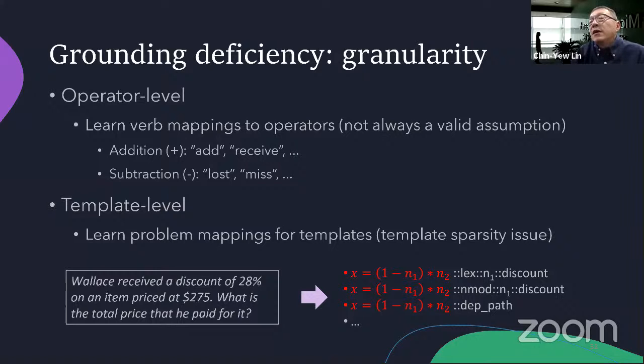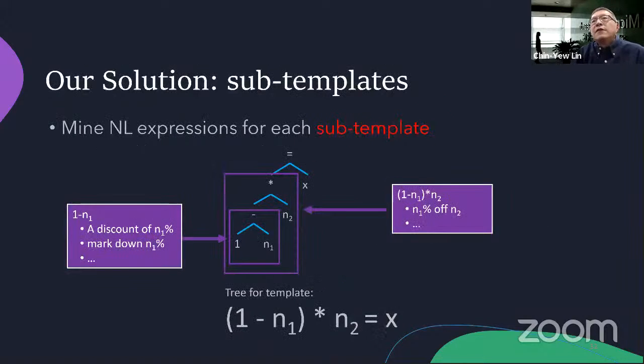You can go a little deeper with dependency trees or other more sophisticated features. But if you map the whole problem into equations, it's not so robust, and the data sparsity problem is very challenging. So one very intuitive idea is: can we break these whole templates into small pieces? This leads to the subtemplate idea.